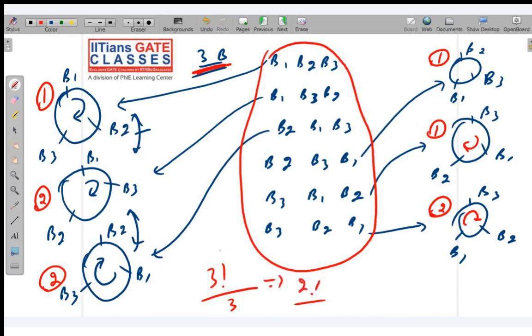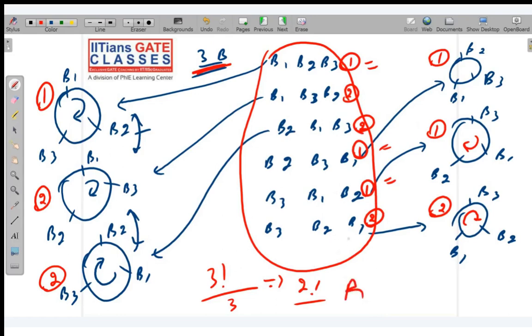Why divided by 3? Because 3 arrangements are merged into 1 only. This is arrangement number 1, and this is also arrangement number 1, and this too. So these 3 are counted only once. Similarly, these are all arrangement number 2, so these 3 are counted only once. That's why we divide by 3. All 3 are merged to 1, 3 groups merged to 1. So 3 factorial divided by 3 gives 2 factorial.